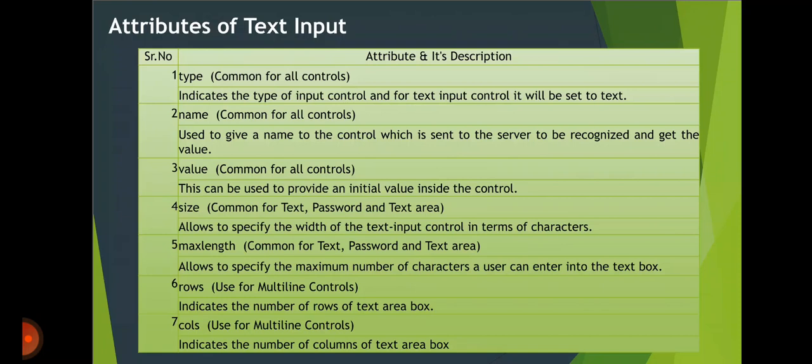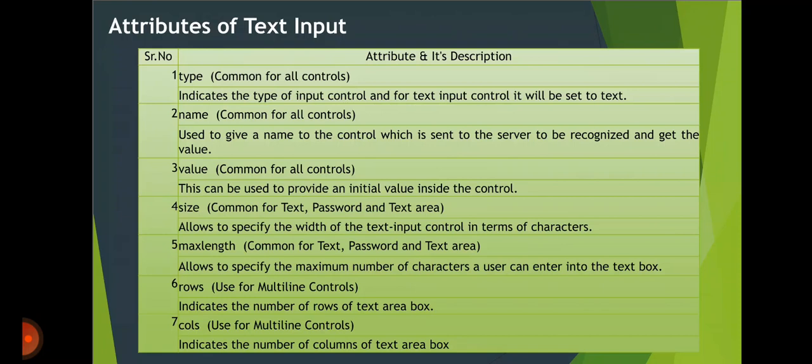Attributes of text input. Type: common for all controls, it indicates the type of input control, and for a text input control it will be set to text. Name: common for all controls, used to give a name to the control which is sent to the server to be recognized and get the value. Value: common for all controls, this can be used to provide an initial value inside the control.